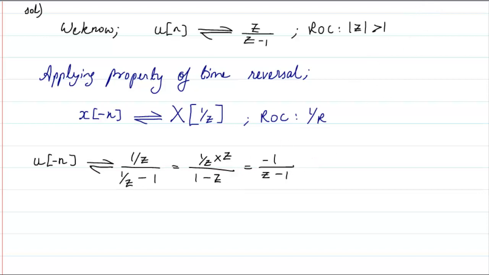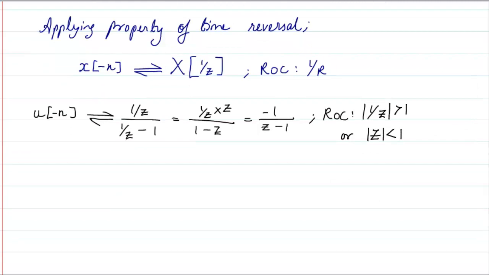And then what about the ROC? The ROC itself also will get a change. So the ROC will now be, instead of z, I will write 1 by z, 1 by z, let me write that properly, 1 by z greater than 1, or z magnitude less than 1.